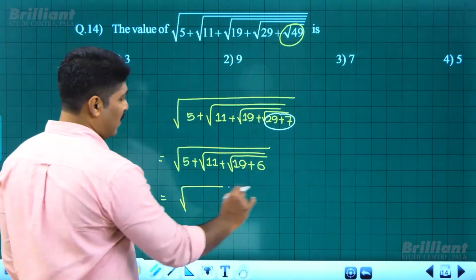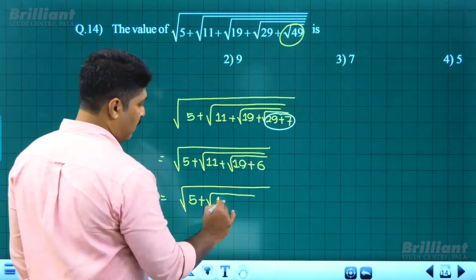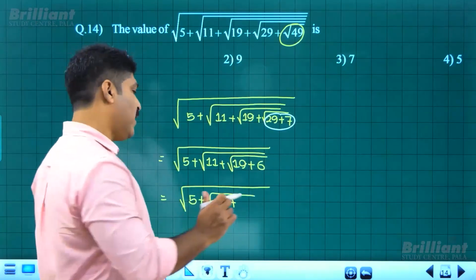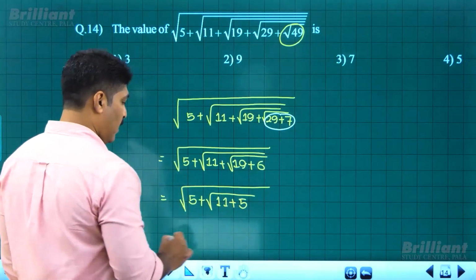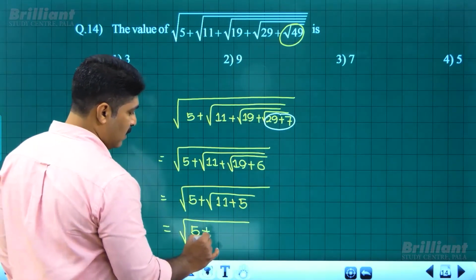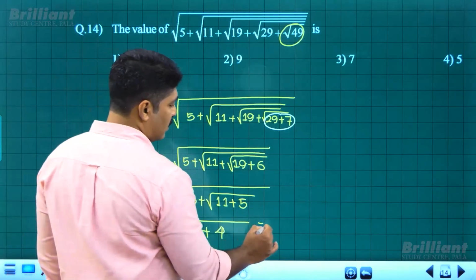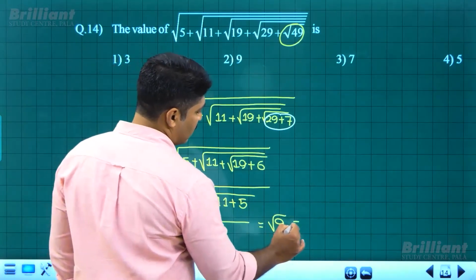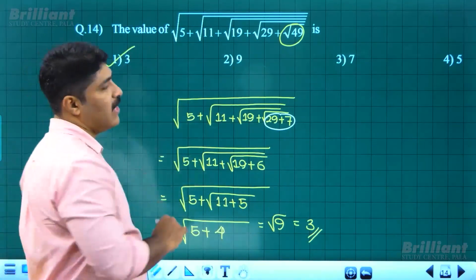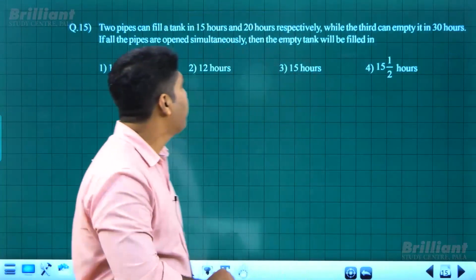So now again, root of 5 plus root of 11 plus root of, what is this one? 19 plus 6 is equal to 25, its root is 5. Again, the next step: root of 5 plus root of 11 plus 5. 11 plus 5 is 16, its root is 4. So this is root of 9, which is equal to 3. So we can easily conclude the value here, that is 3. That's one of the easiest operations.